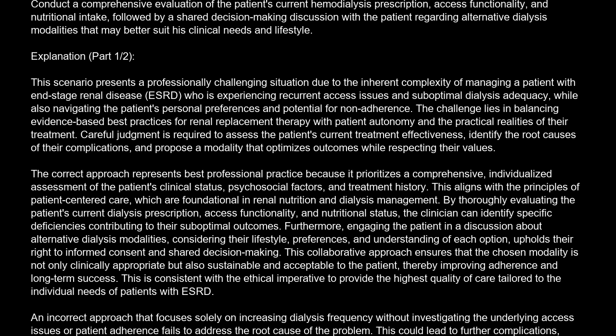This collaborative approach ensures that the chosen modality is not only clinically appropriate, but also sustainable and acceptable to the patient, thereby improving adherence and long-term success. This is consistent with the ethical imperative to provide the highest quality of care tailored to the individual needs of patients with ESRD.